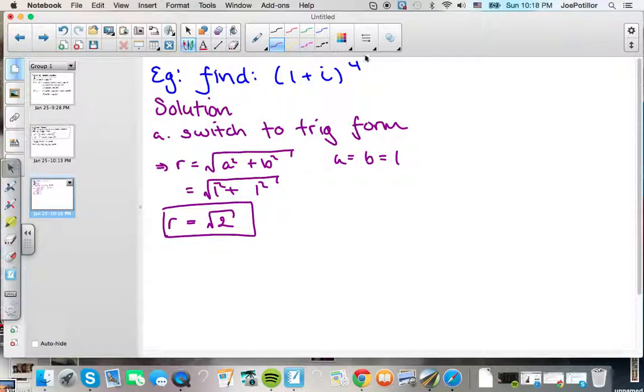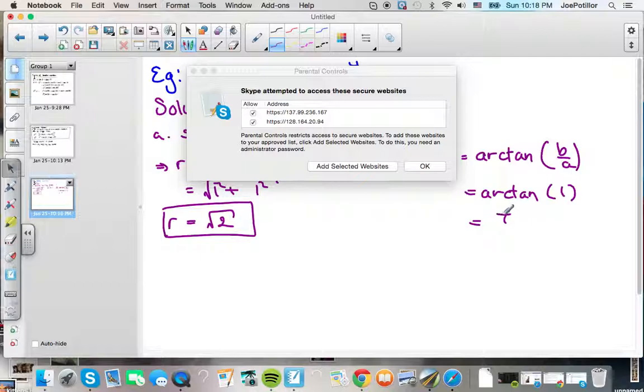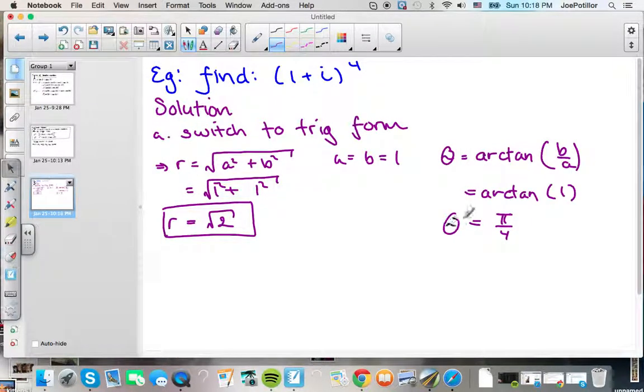From here, we need to know the angle. So theta equals arctangent of b over a, which is arctangent of 1, which is pi divided by 4. So we have theta is equal to pi over 4, r is equal to square root of 2. Now, you could have known that because we did the same example earlier, but that's okay. So then we plug it into the trigonometric form.